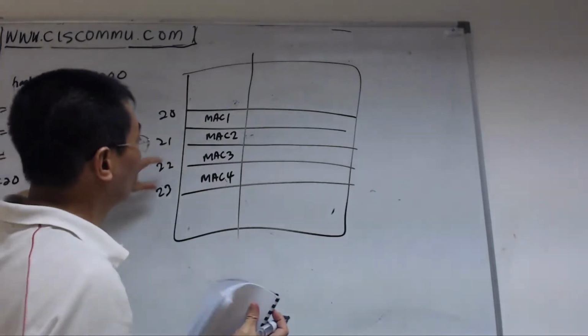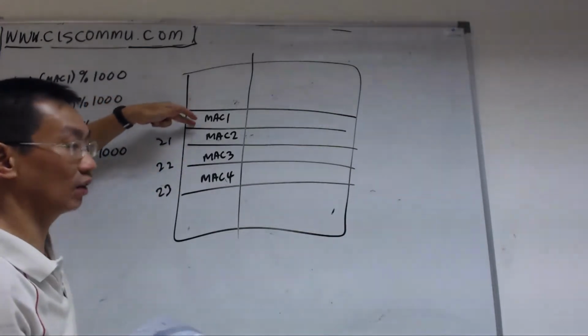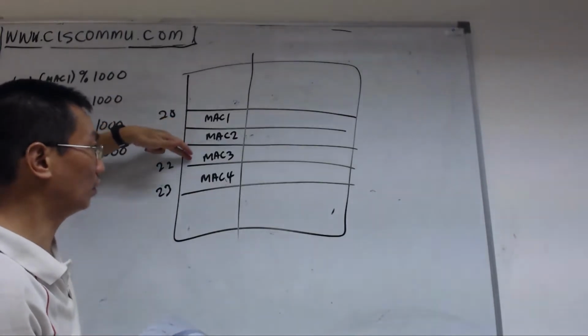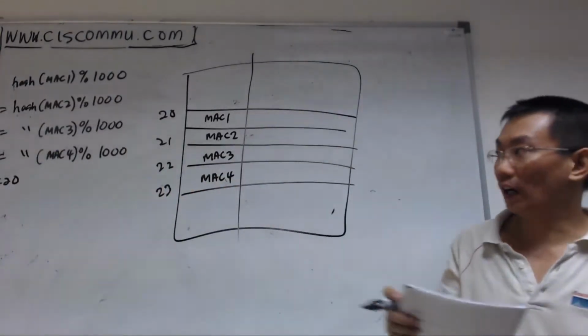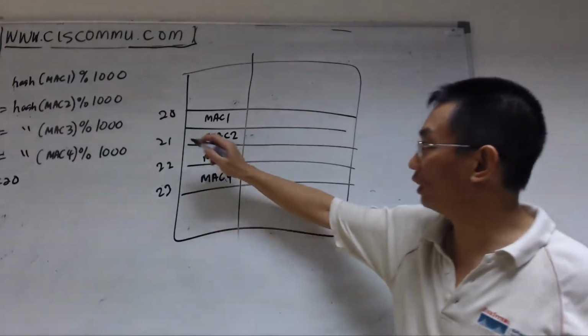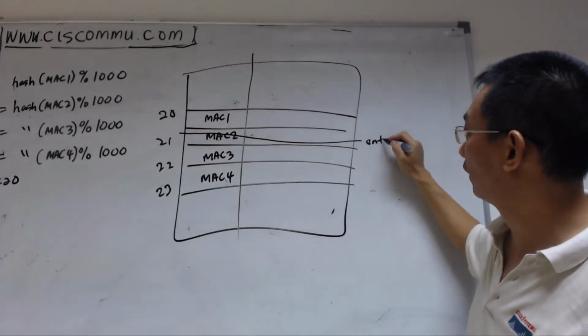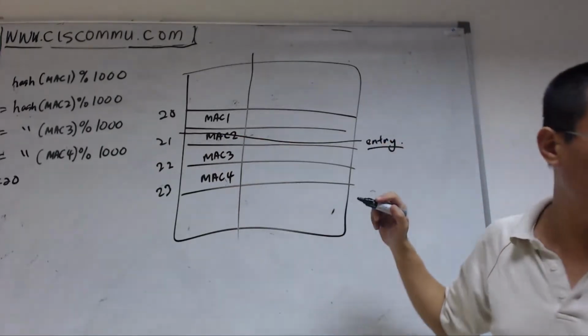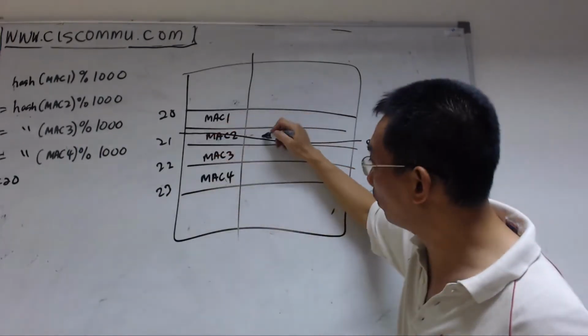So all of them, when you hash it, will go to this location. Since this location is full, you put it here, and put it here. Alright? So what happens if after some time you decide to delete this entry? Let's say you go to the IOS and you remove this MAC address. So this one will become empty.